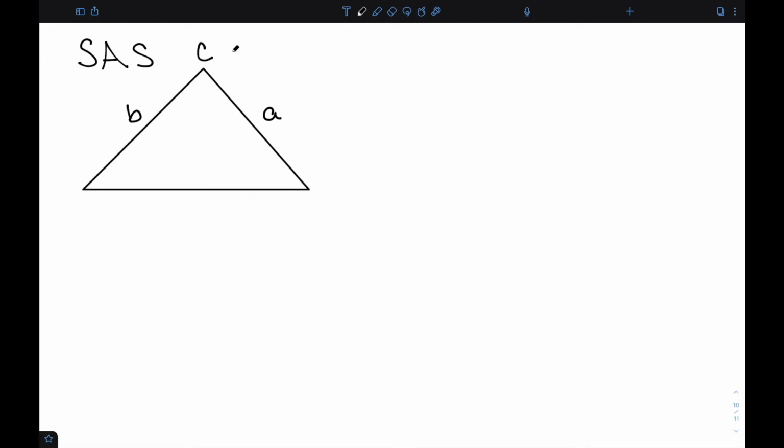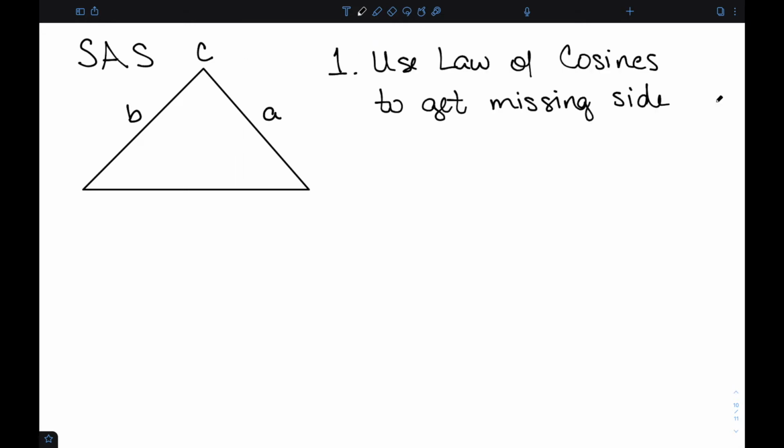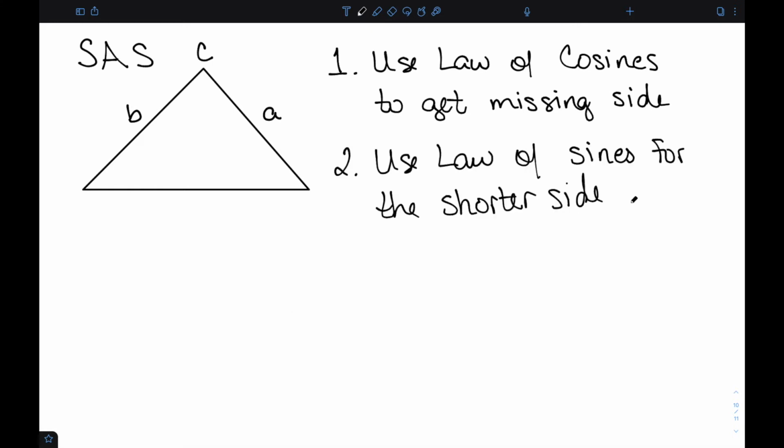The first case is side angle side. We know 2 sides and the angle between them. The first thing we're going to do is use our law of cosines to get our third missing side. We're then going to use our law of sines for the shorter side. That's going to get us an angle that is guaranteed to be acute, so we're going to eliminate that ambiguous case for the law of sines. So we always want to use our law of sines on the shorter of our options.